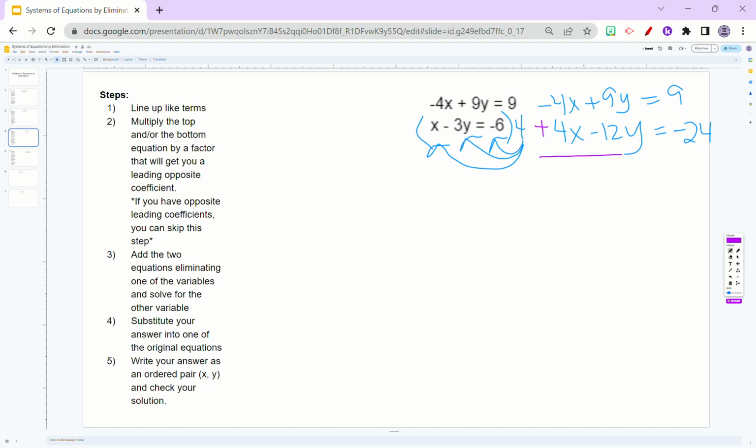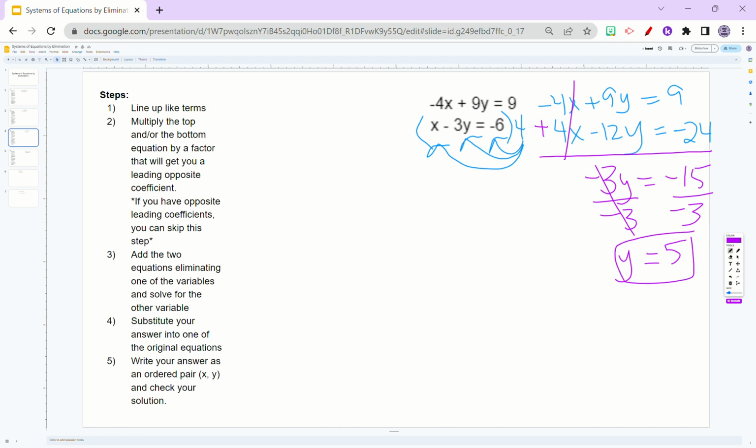So we can add the two equations. Negative 4x plus 4x, these cancel out. And now we are left with 9y's minus 12y's, which gets you negative 3y's. And then 9 minus 24, which will get you negative 15. Okay, and then we're going to divide each side by negative 3, and we get y is equal to positive 5.